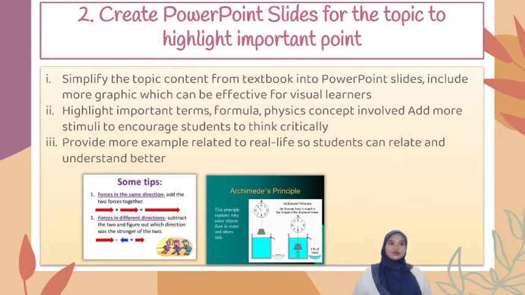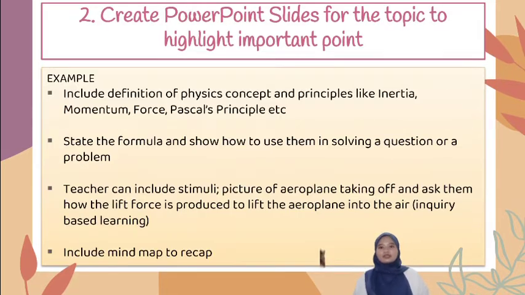The second one is to create PowerPoint slides for the topic to highlight important points from the textbook. Simplify the topic content from the textbook into PowerPoint slides. Include more graphics, which can be effective for visual learners. Highlight important terms, formulas, and physics concepts involved throughout the topic. Add more stimuli to encourage students to think critically. Stimuli such as video and pictures. Provide more examples related to real-life situations so students can relate and understand better about the topic discussed.